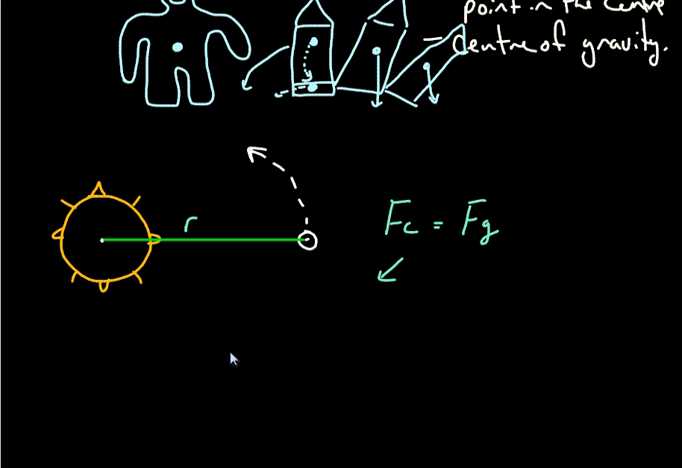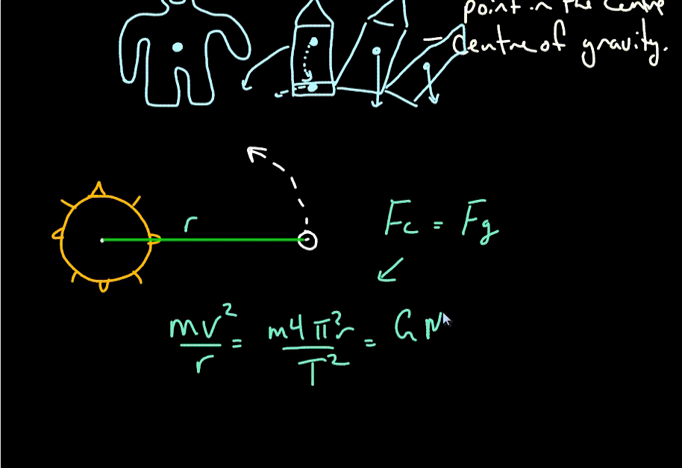What we can say here is, okay, we know that m v squared over r is one way of writing centripetal force. We also know that m 4 pi squared r all over T squared is also a way of writing centripetal force. And in the case of an orbital system, all of this can be equal to this.